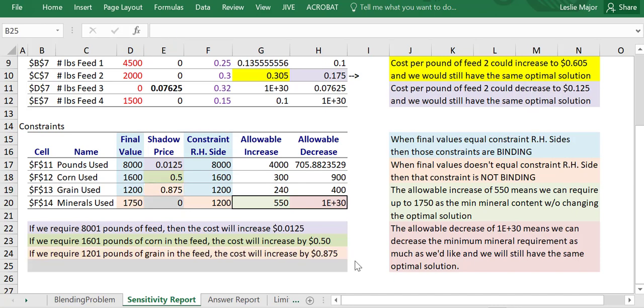Okay, so here we go. I just wrote this out; just hit pause to save time. And so if we require 1,201 pounds of grain in the feed instead of 1,200, so we increase it by 1 unit, our cost is going to go up by roughly 88 cents.